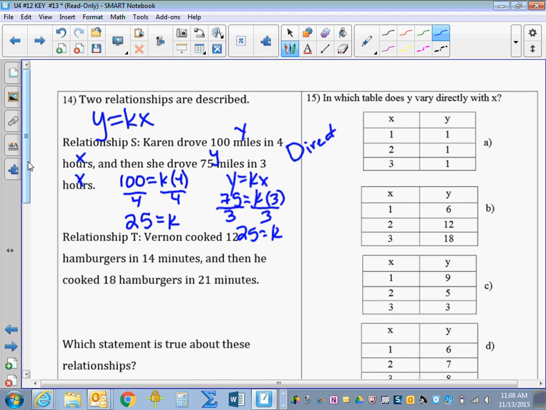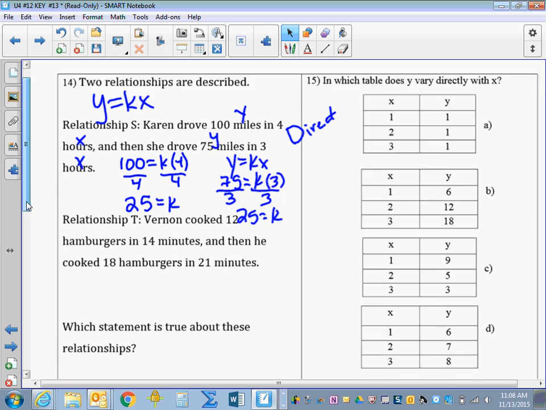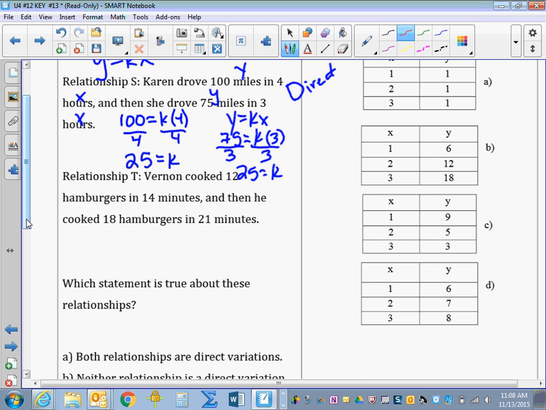Now let's check to see about the other one. Alright, let's say hamburgers is my y value and minutes is my x value. So the first one is y equals k times x. 12 hamburgers in 14 minutes. When I divide by 14, 12 divided by 14 reduces down to 6 over 7. Alright, so that's my first one. Let's see if the second one is the same.